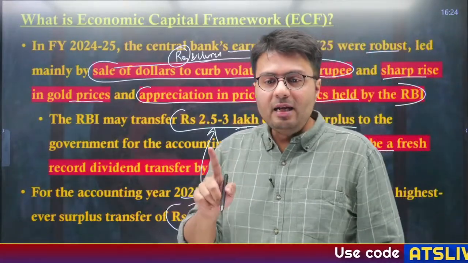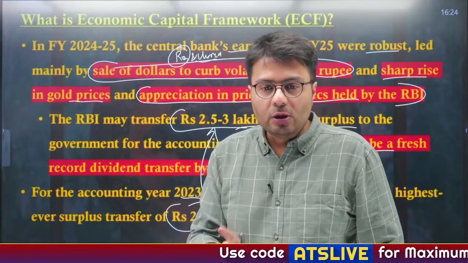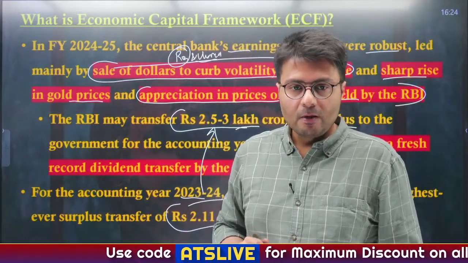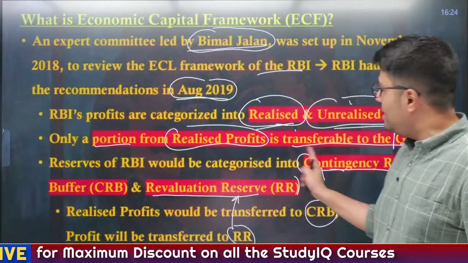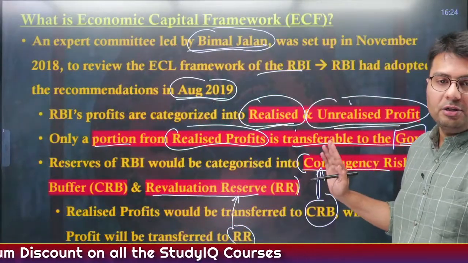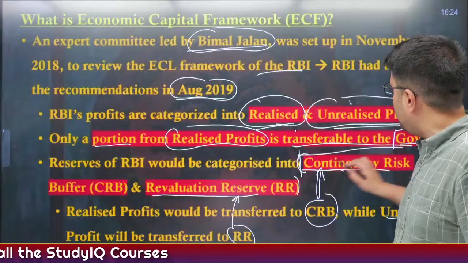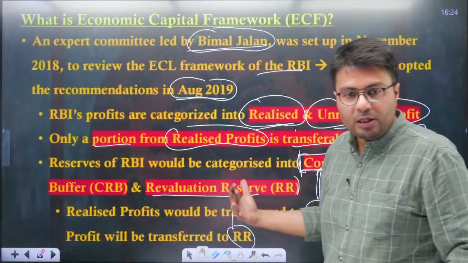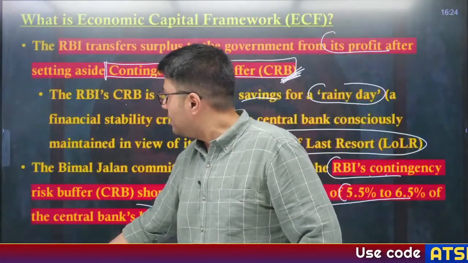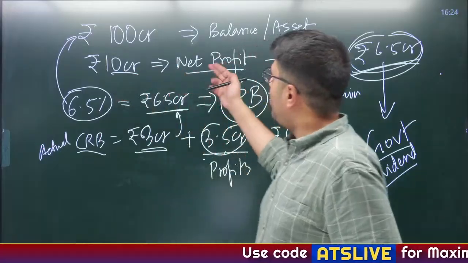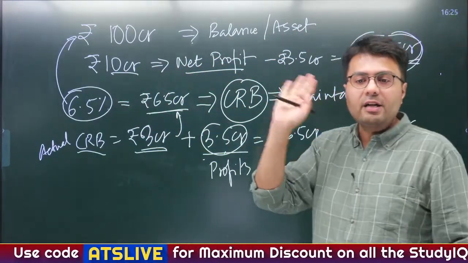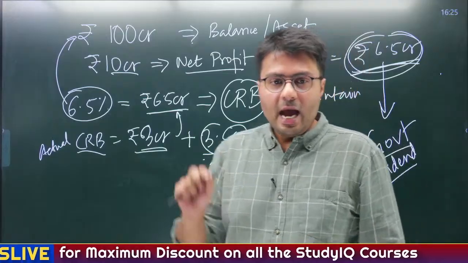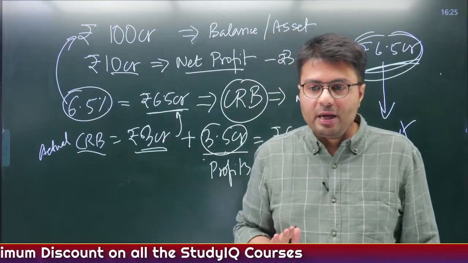Yes, in the balance sheet, realized and unrealized both are included, but it has to show them under different accounts, that is under the contingency risk buffer and the revaluation reserve, and it has to maintain the contingency risk buffer at how much? At 6.5%. And as I was telling you, net profit is the realized profit that RBI makes. So do not get confused by that. Any doubts in RBI's economic capital framework?